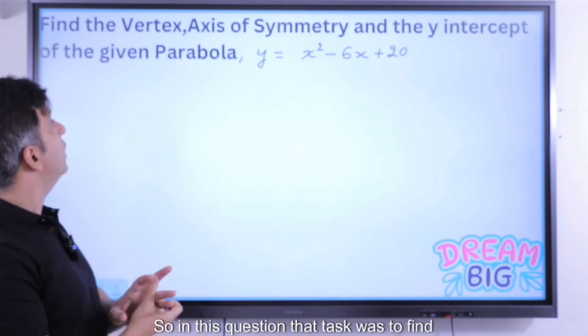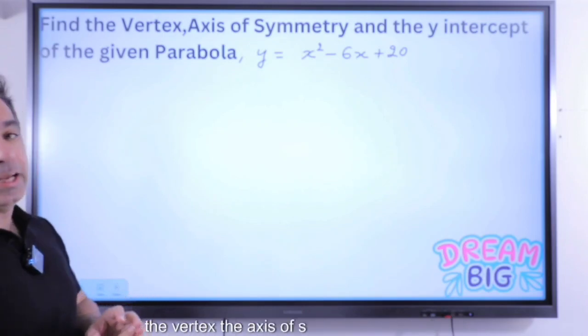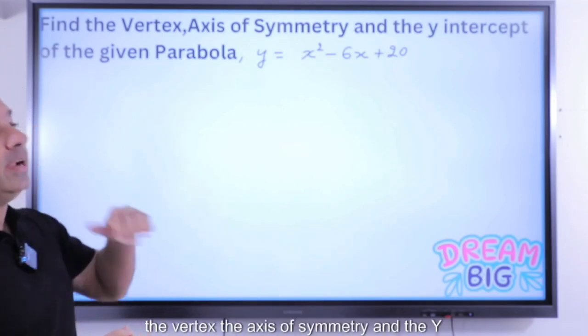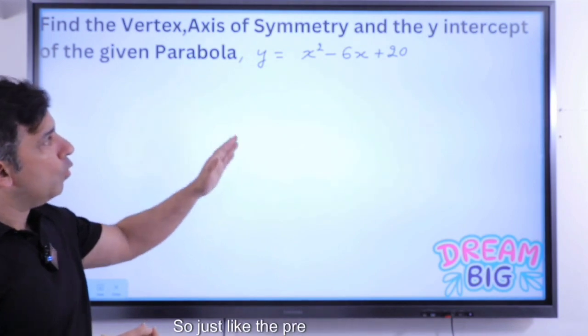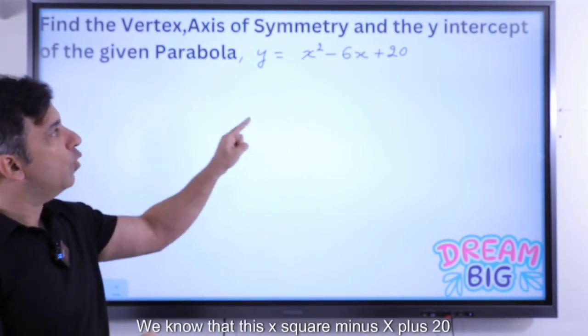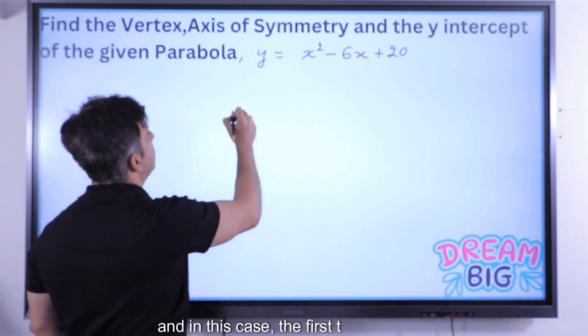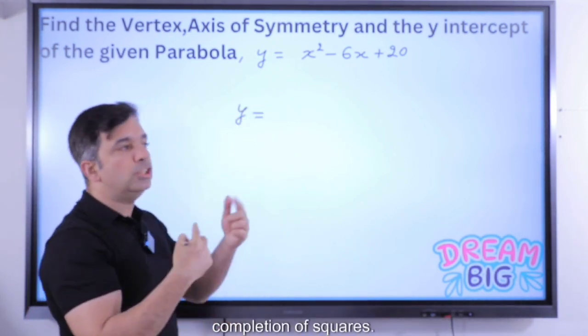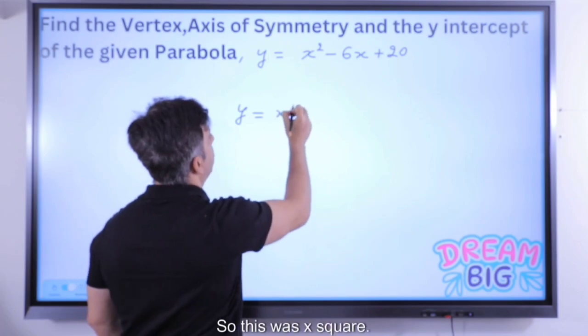In this question, the task was to find the vertex, the axis of symmetry and the y-intercept. Just like the previous example, we know that this is x squared minus 6x plus 20. In this case, the first task was completing the square. So this was x squared.